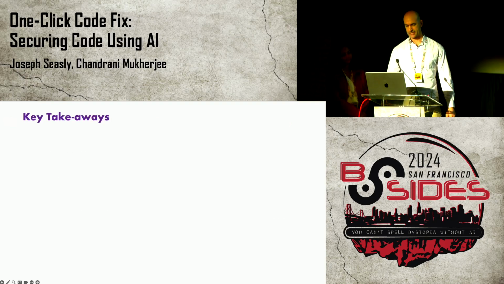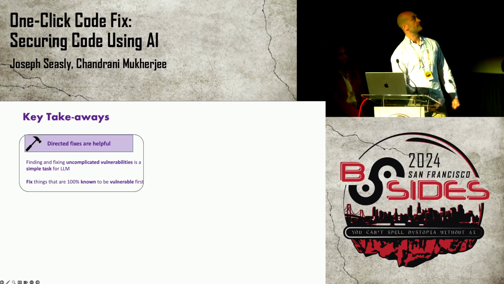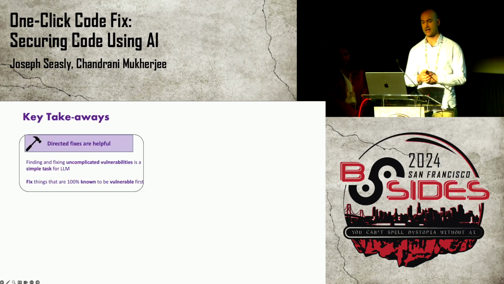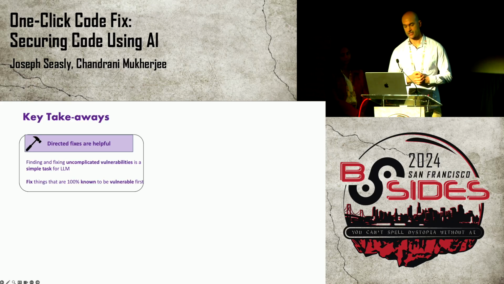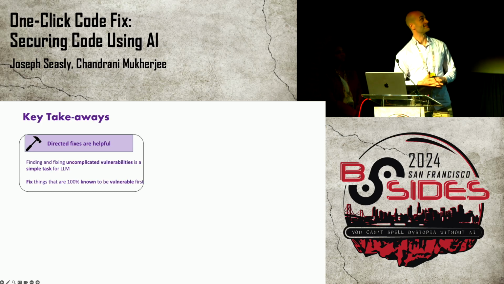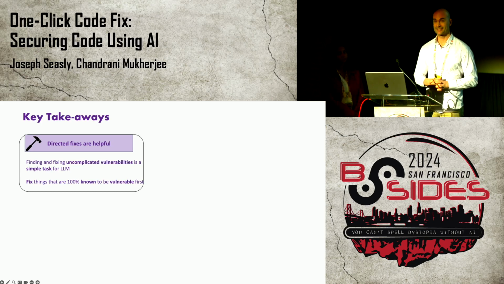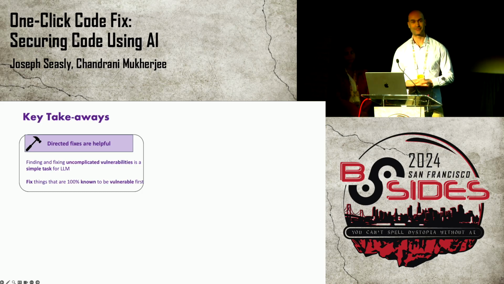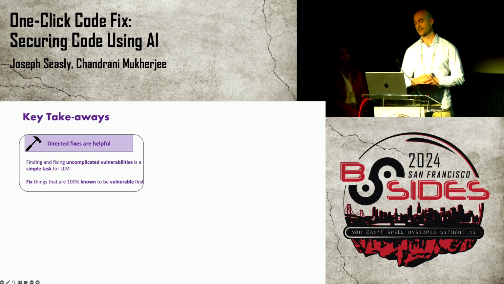And some key takeaways. Directed fixes are helpful. The more hints you can provide to your LLM, the better your fix is going to be. Finding and fixing uncomplicated vulnerabilities is a simple task for an LLM. This may seem obvious, but fix things that are 100% known to be vulnerable first. For instance, if you have results that are validated from a bug bounty program, you can use that as input to your prompt and get a fix quicker that way.